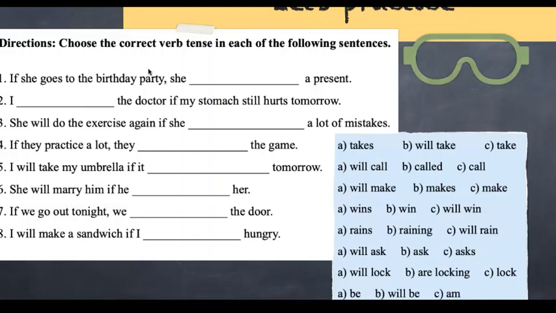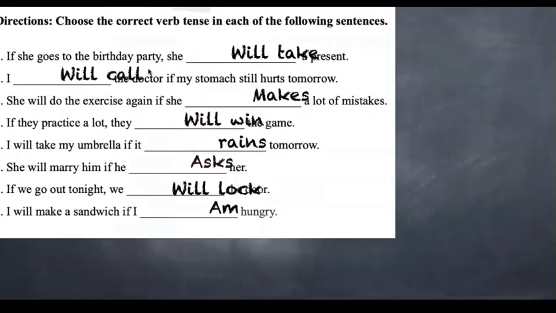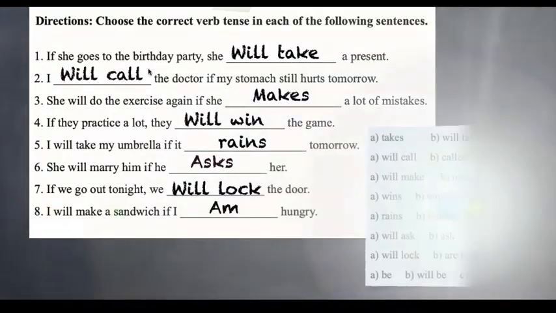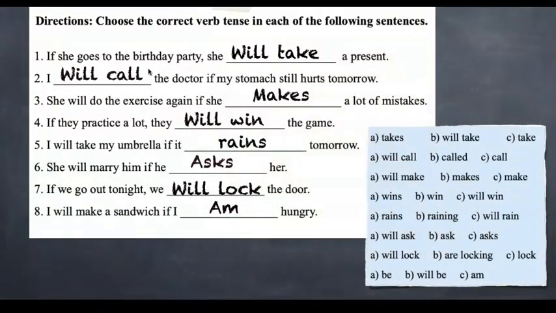Now, I hope you have done exactly what I told you to do, that is pause the video, and we need to check your answers. Yes, let's go and see. If she goes to the birthday party, she will take a present. It's because we start with if. Because you start with if, on the other side you need to start with will.